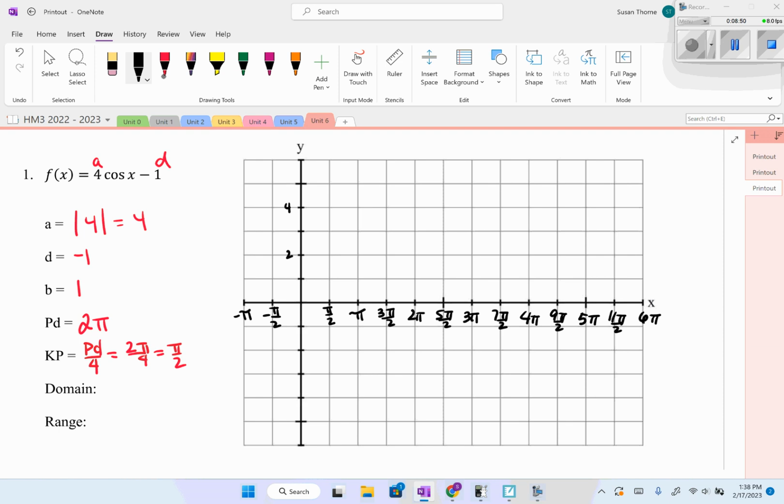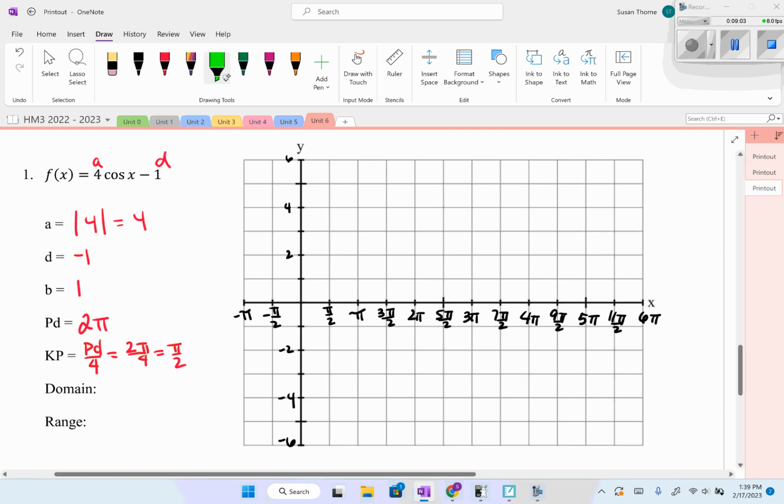And if you want to count by ones on your y-axis, like I'm doing, you can, but you don't have to do each value. You can skip every other one. All right, so the first thing I would do, just like our graph for sine, is graph the midline, because I know my graph has to oscillate back and forth between that midline.